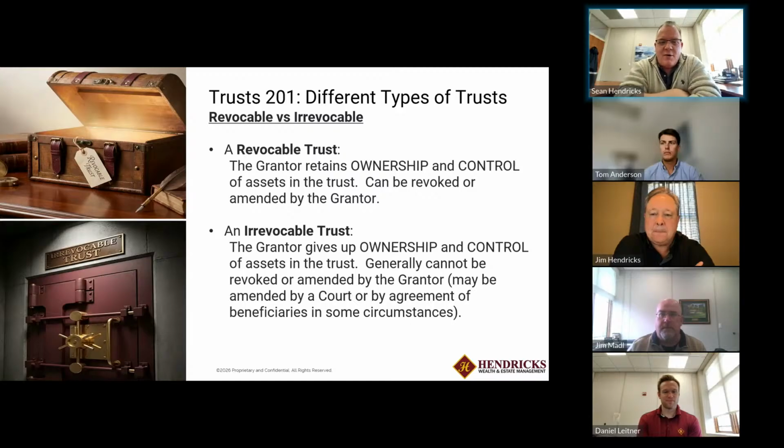The flip side of that coin is an irrevocable trust, where the grantor or the person who created the trust gives up ownership and control of the assets of the trust. The trust generally can't be revoked or amended by the grantor, except for limited circumstances. It can sometimes be amended by a court or by agreement of beneficiaries, but generally it's called an irrevocable trust because it can't be changed, or it's very, very difficult to change.